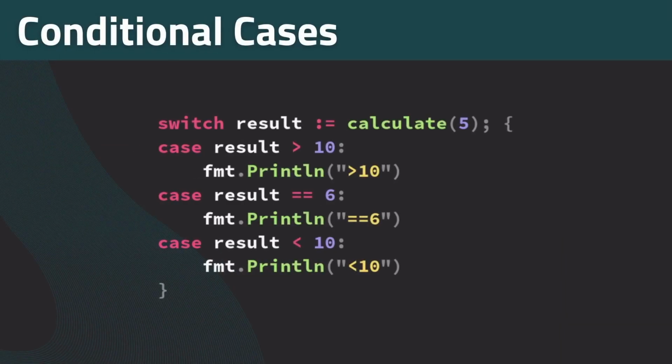We can also have conditional cases. In this particular switch statement, we're creating and assigning a variable, and then we're going to switch on it. So we're creating a variable named result using create and assign. We're assigning it the value of calculate with the function argument of 5. We then use a semicolon, our curly braces, and within those curly braces, we have our cases. Our first case will execute when result is greater than 10. Our second case will execute when our result is equal to 6. And the last case, if the result is less than 10, then this one will execute.